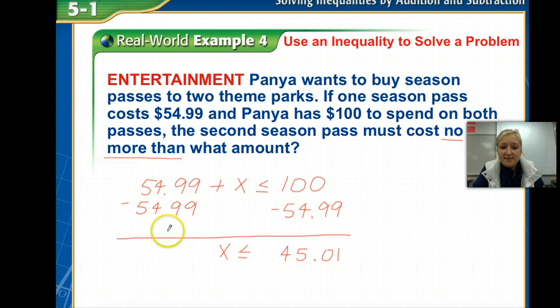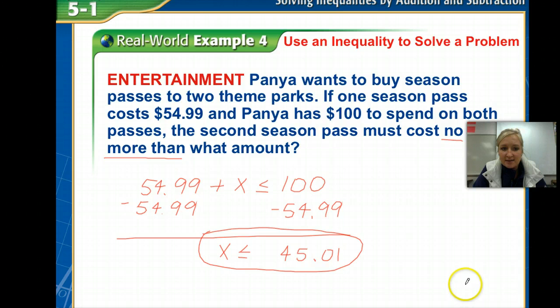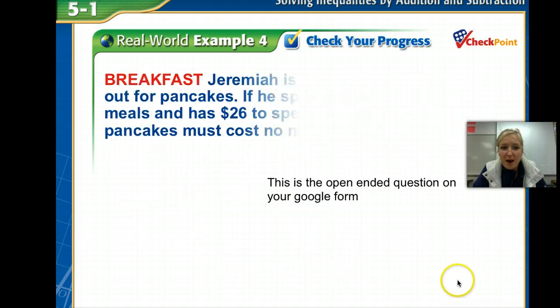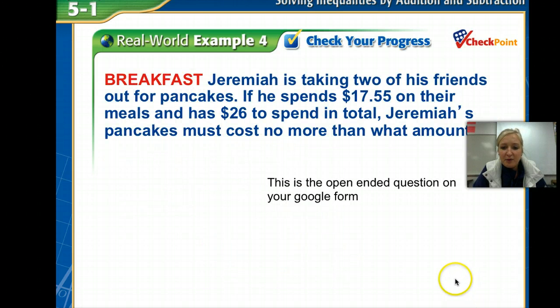So I'm just going to reread the equation and make sure it makes sense. Panya wants to buy season passes for 2 theme parks. If one pass is $54.99 and she has $100 to spend, the second pass must be no more than what amount? The answer has to be less than or equal to $45.01.